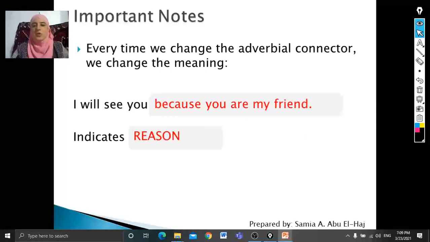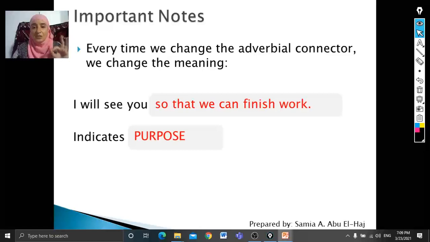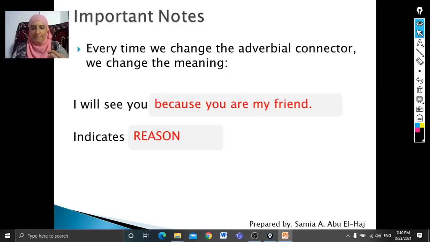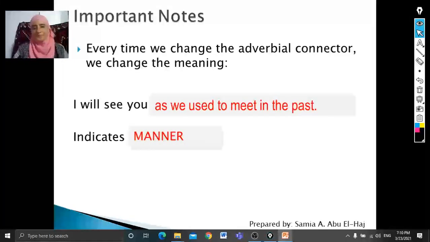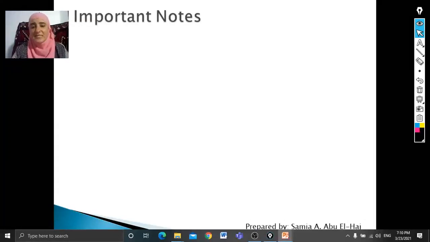I will see you because you are my friend, reason. So every time I change the connecting word, I change the meaning of the sentence. So that we can finish work. See, here we have a purpose, not a reason, just a reason, explain. We have, see, this is a reason, because you are my friend, no action. But here, I have an action, to finish work, okay? As we used to meet in the past, this is manner.